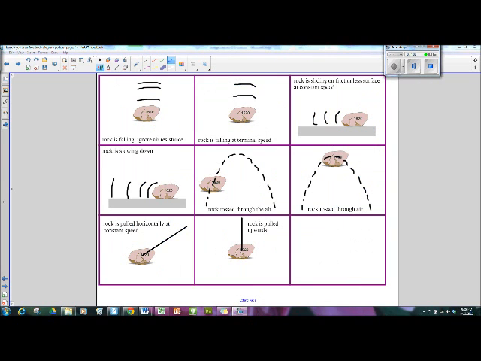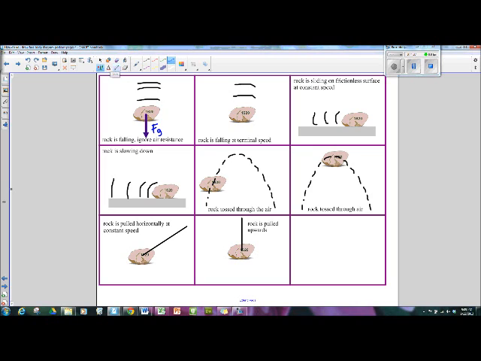Now we have just a few more of kind of different situations. Now these lines here are representing action lines like in a cartoon. So if we look at this one, the rock is falling and it says ignore air resistance. So I have a force of gravity, but that's it. Nothing else is pushing on the rock or pulling on the rock.